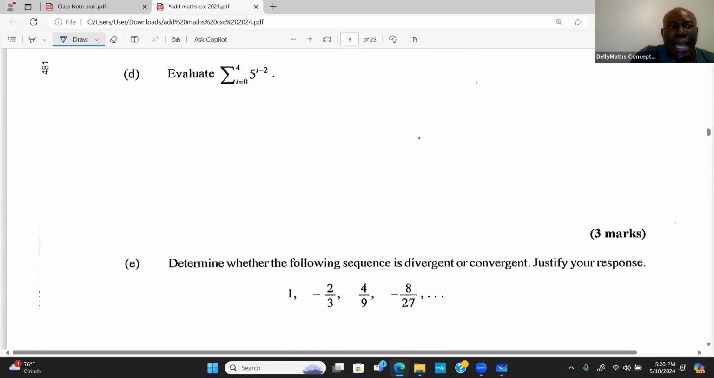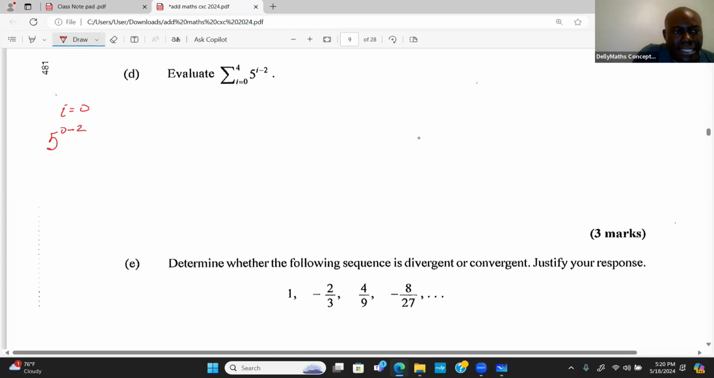Now, let us take a look at this right here. As we go here, we're going to evaluate this. We're seeing here, we're moving from 0 to 4. And so the idea is that we're looking at 5 raised to i minus 2 when i is moving from 0 to 4. So we could do these one at a time. We're going to look at when i is equal to 0. We're talking about 5 raised to 0 minus 2. So I'm substituting 0 for i.